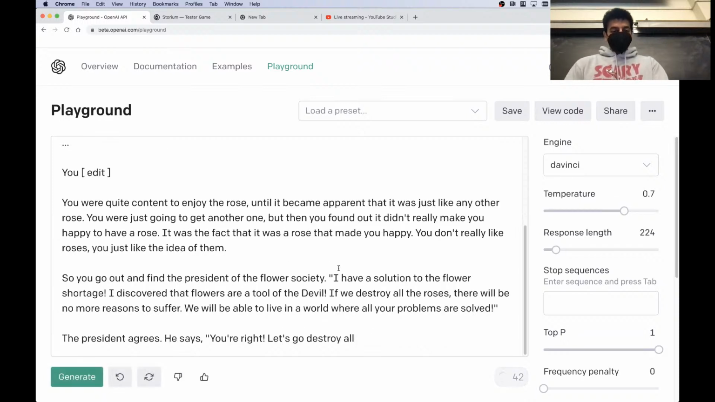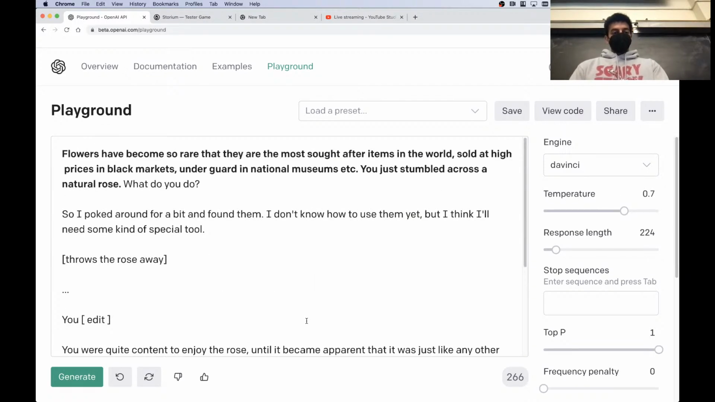Okay, this is quite interesting. Flowers are a tool of the devil. If we destroy all the roses, there will be... I think this one is actually a little better. It tried to, and remember, we are just using this as a language model. We didn't even tell it to write a story in response to this prompt.